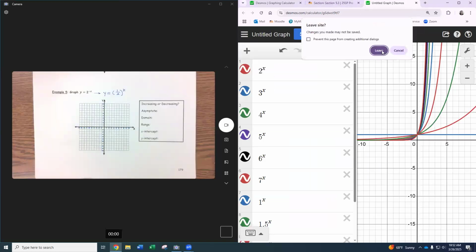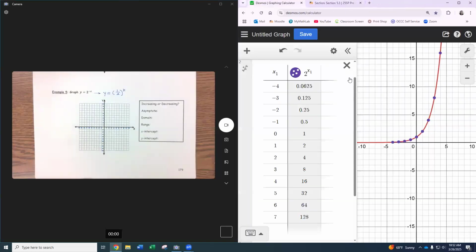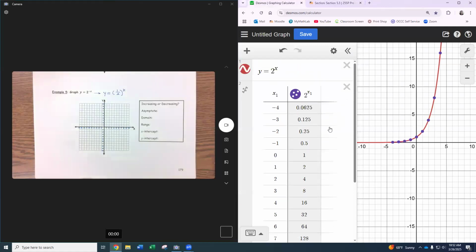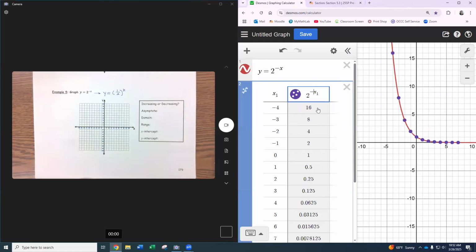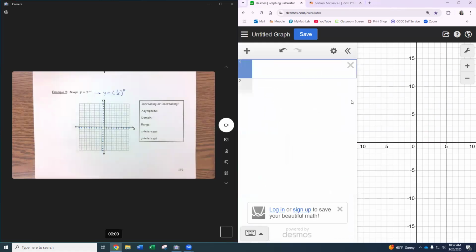So I'm going to exit out of this one. And what I probably would do if this was mine is just simply change this to negative x, change that to negative x, and you can get all the same information. But to show you again, because you do need to know how to make a table and get your table of values.